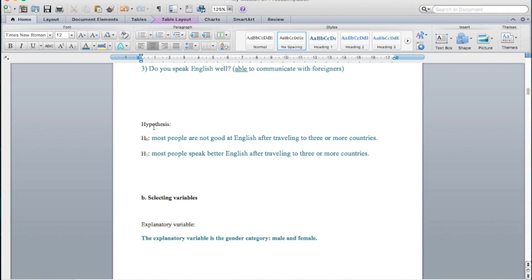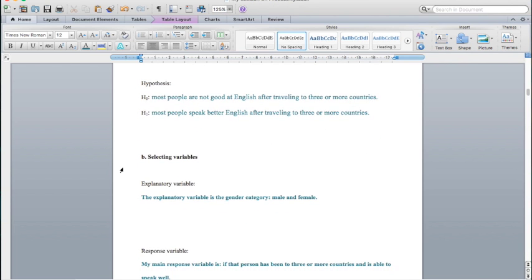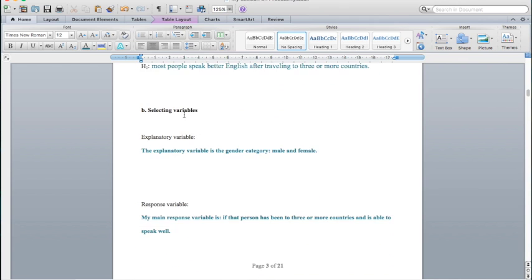So this is my hypothesis. What I think is that most people speak better English after traveling to 3 or more countries than people who don't travel to 3 or more countries, or 3 or fewer countries.